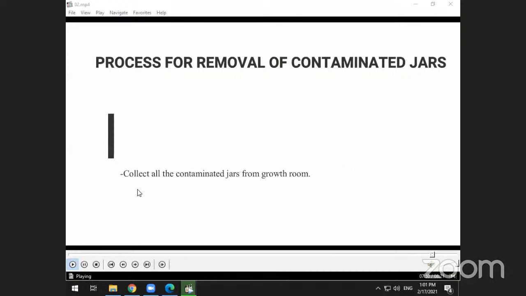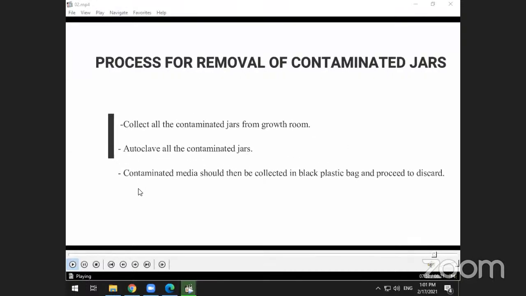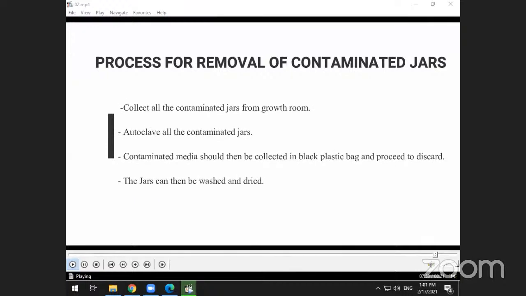Process of removal of the contaminated jars from the growth room. First of all, collect all the contaminated jars and autoclave them. After autoclave, media should be collected in a plastic bag and proceed to discard. The jars are then washed and dried.